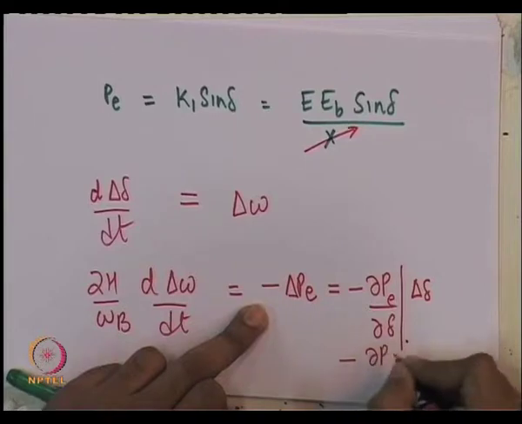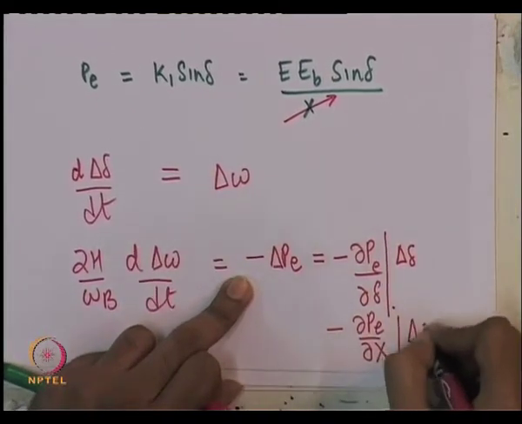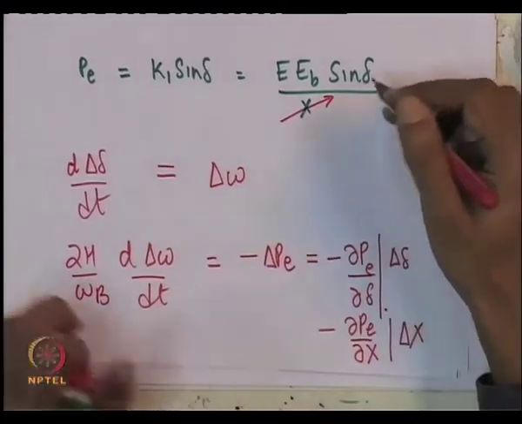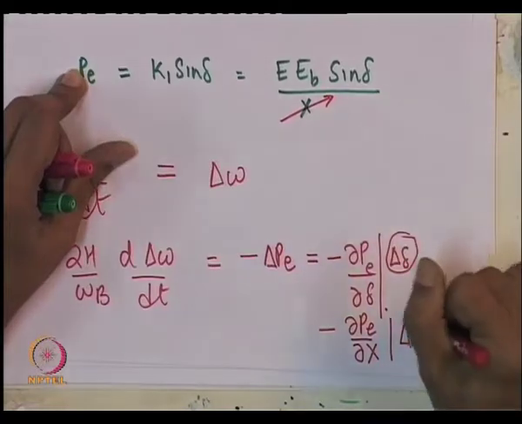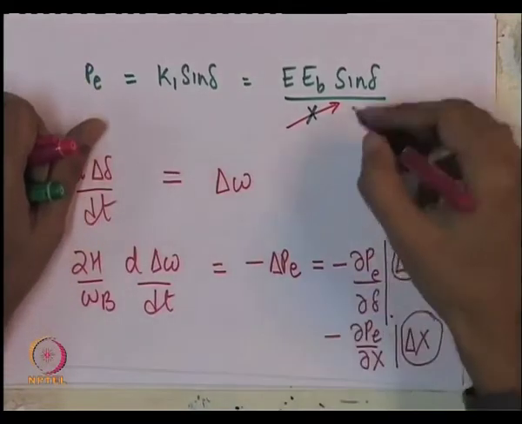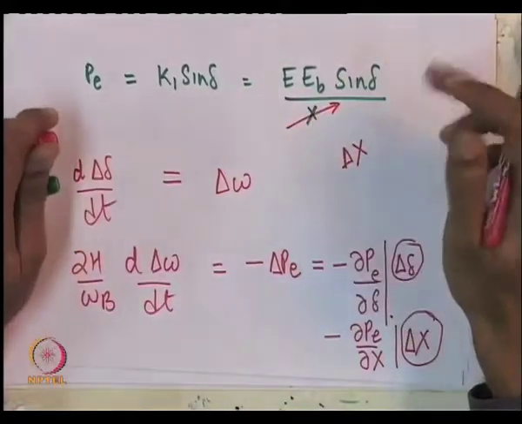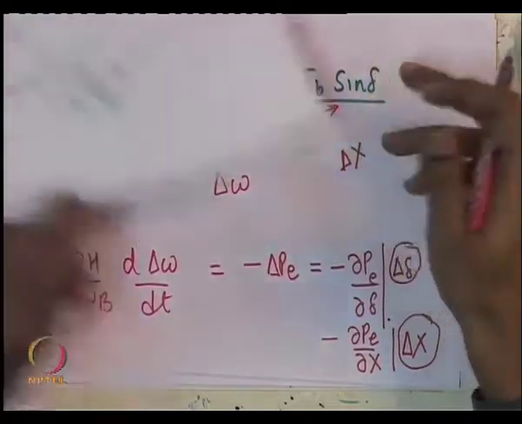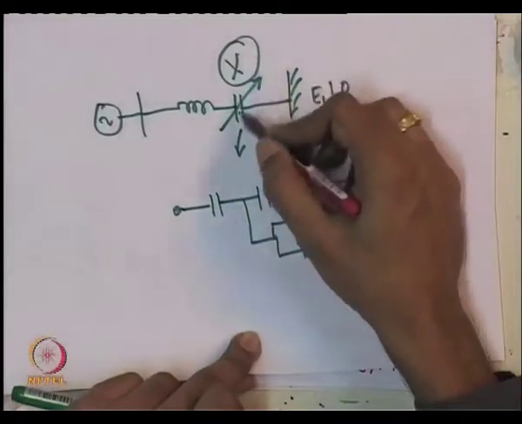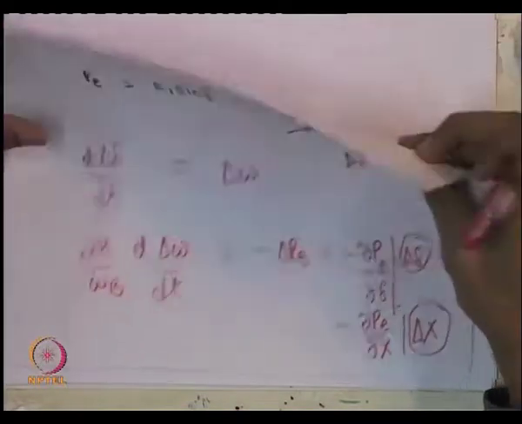Minus dPe by dx into delta x. So now your electrical power is not only a function of delta, but also of delta x. Delta x is the change in the overall reactance of the transmission line, which includes the transient reactance and this variable capacitive reactance.